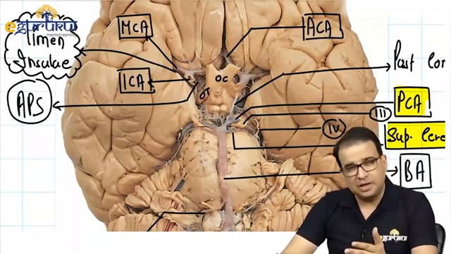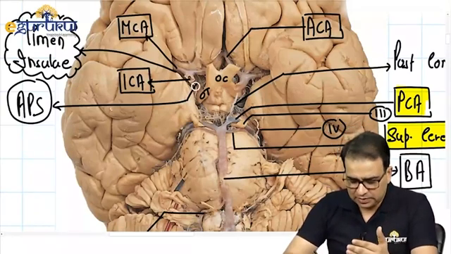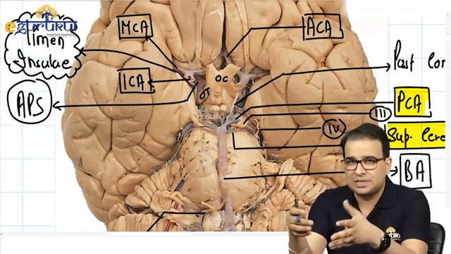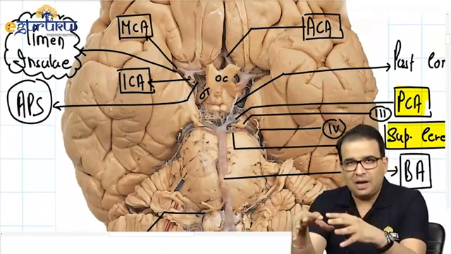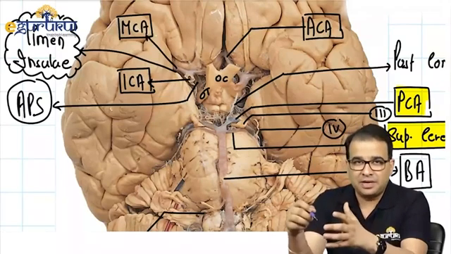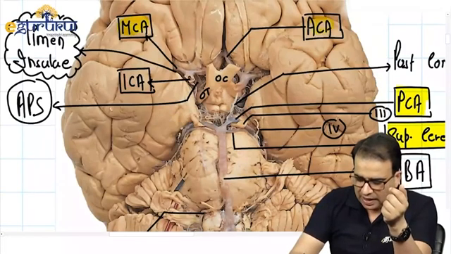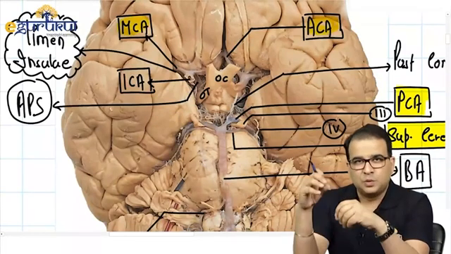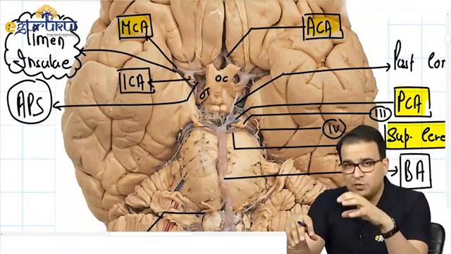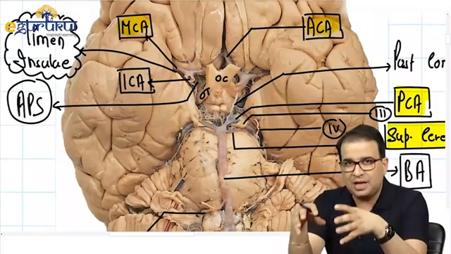What exactly is the anterior perforating substance? Anterior perforating, as the name suggests, guys, perforating substance. It is a gray matter area which is perforated by some arteries here. Well, what artery? One is the middle cerebral artery and the anterior cerebral artery. So branches of the anterior cerebral and branches of the middle cerebral artery perforate this area and they go inside.